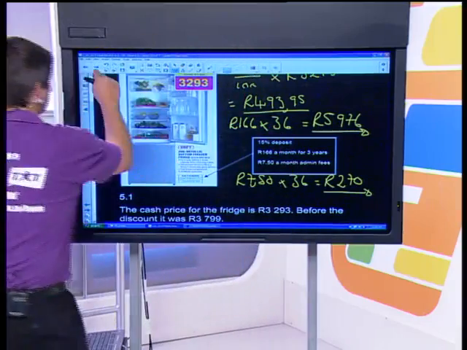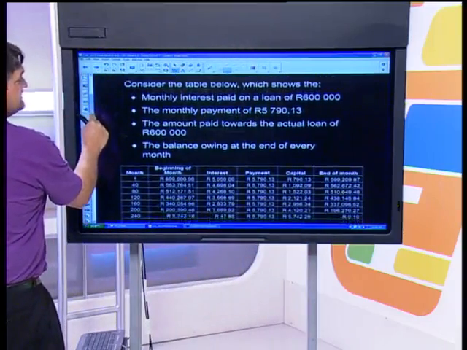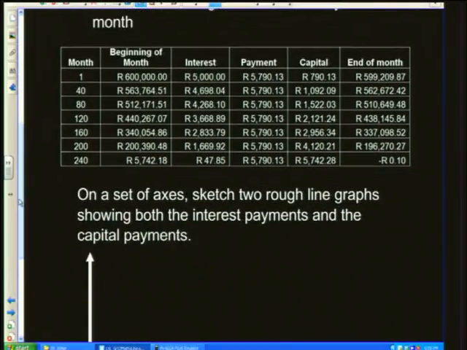Okay, so the challenge question, here she is. So consider the table below, which shows the monthly interest paid on a loan of 600,000 Rand, the monthly payment of 5,790 Rand 13 cents, the amount paid towards the actual loan, and the balance owing at the end of every month. Okay, so let me explain what this question's about.